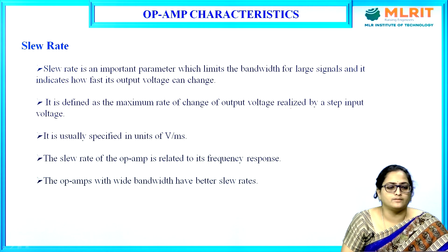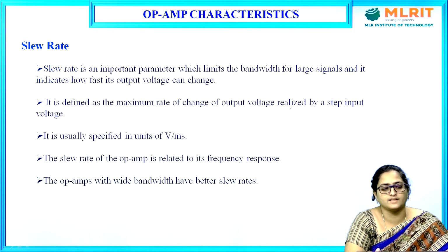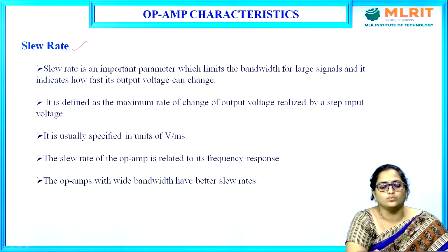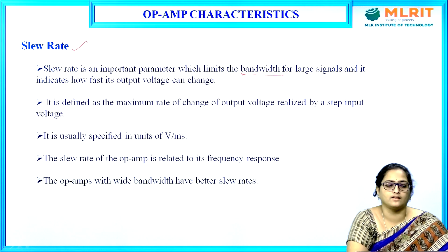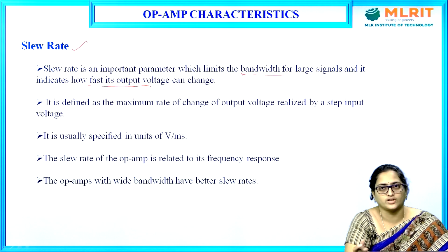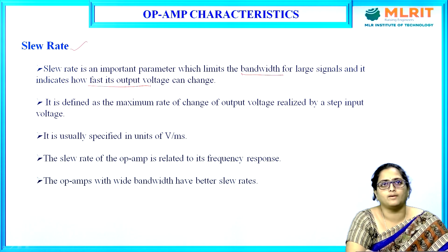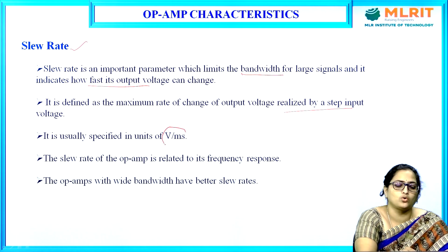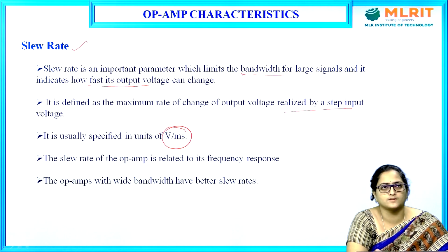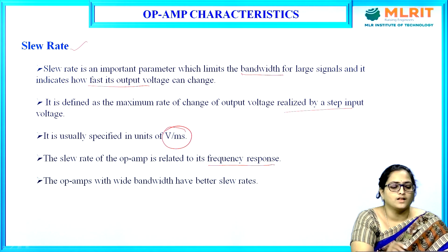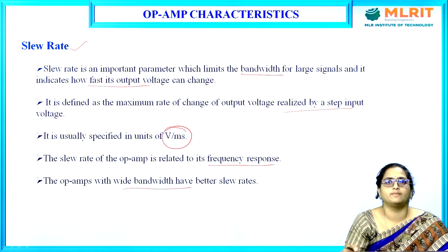The second AC operational amplifier characteristic is slew rate. Slew rate is an important parameter which limits the bandwidth for a large signal, and it indicates how fast its output voltage can change. It is defined as the maximum rate of change of output voltage for a step input voltage. It is usually measured in volts per millisecond or volts per microsecond. The slew rate of an op-amp is related to its frequency response. Operational amplifiers with wide bandwidth have a better slew rate.